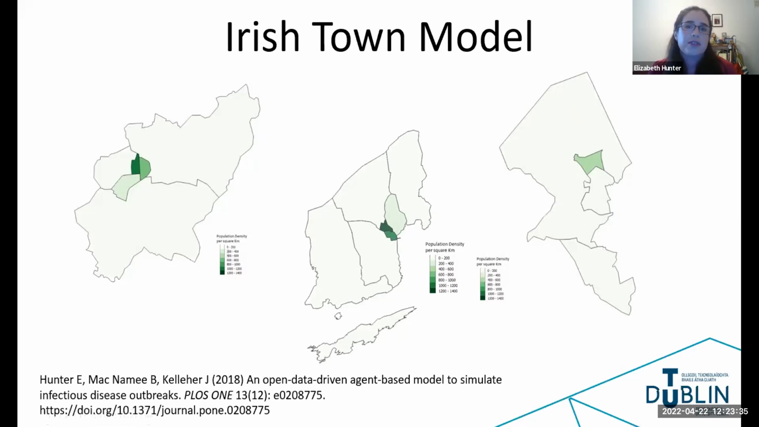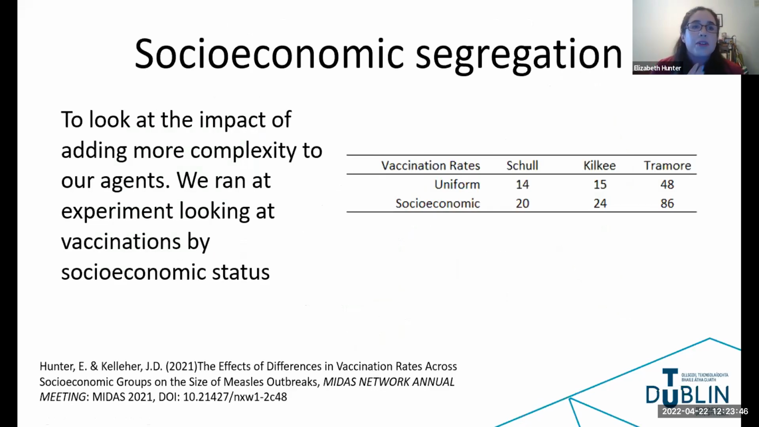So we're able to capture this with our agent-based model, through the interactions between the agents and the density at a finer level than just the town level. Then, with our town model, we wanted to add more complexity into the agents. One thing we looked at was vaccinations by socioeconomic status. We had socioeconomic information from the census, and there was research on how different socioeconomic groups had different likelihoods of childhood vaccination within Ireland. We wanted to see if this might have an impact on an outbreak.